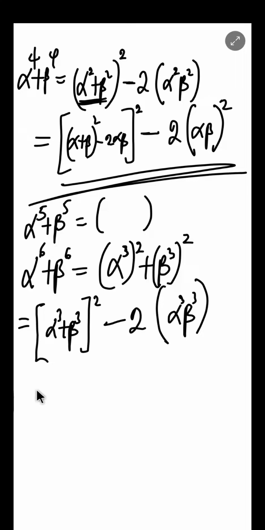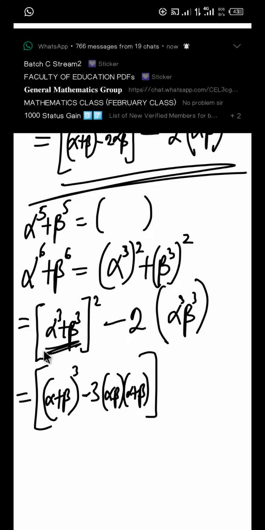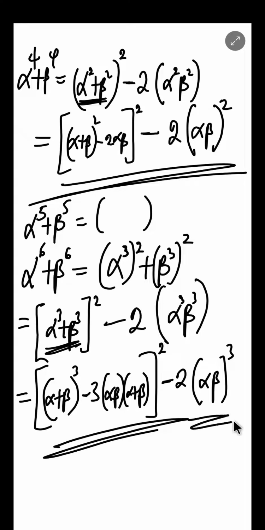So remember that you already have this one as alpha plus beta all raised to the power of 3, minus 3 alpha beta, then alpha plus beta. Remember that this is what I have for alpha cubed plus beta cubed. So you square it, then minus 2, and this is alpha beta all raised to the power of 3. So this is the final result for alpha^6 plus beta^6.